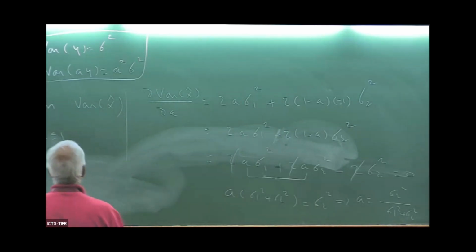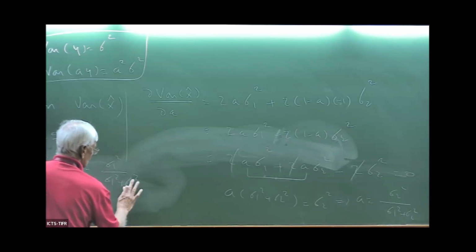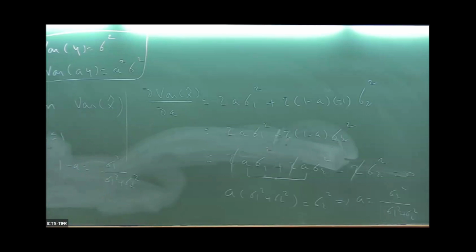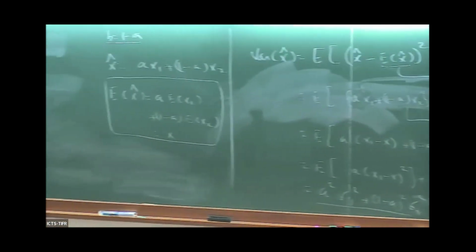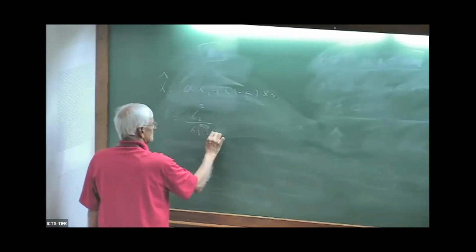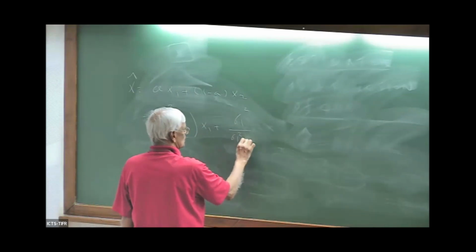Therefore, 1 minus A is equal to sigma 1 square divided by sigma 1 square plus sigma 2 square. Are you with me? Therefore, what is my optimal estimate? X hat is equal to A x1 plus 1 minus A x2, which is equal to sigma 2 square divided by sigma 1 square plus sigma 2 square times x1, plus sigma 1 square divided by sigma 1 square plus sigma 2 square times x2.